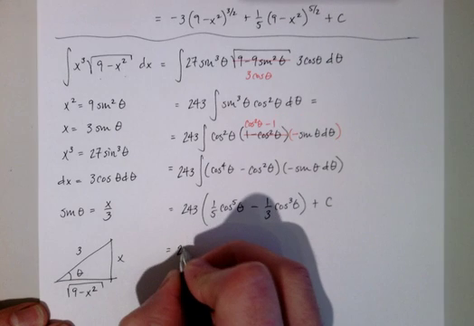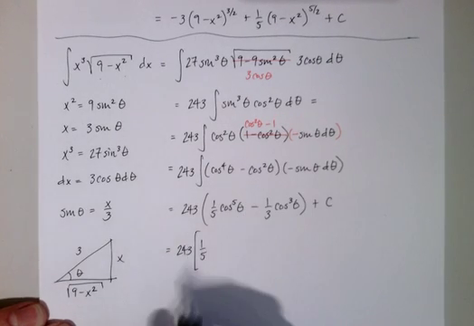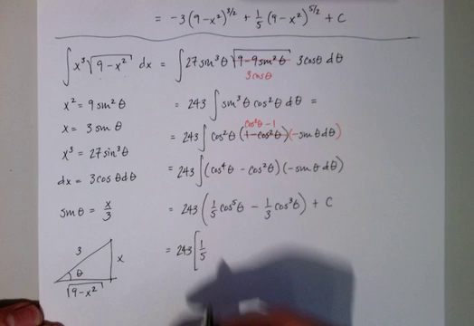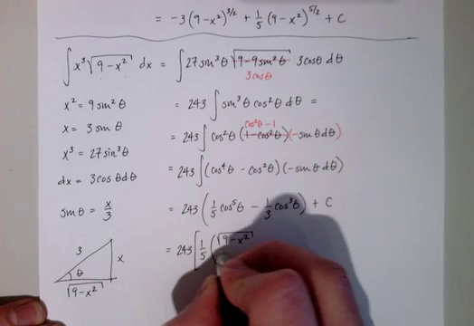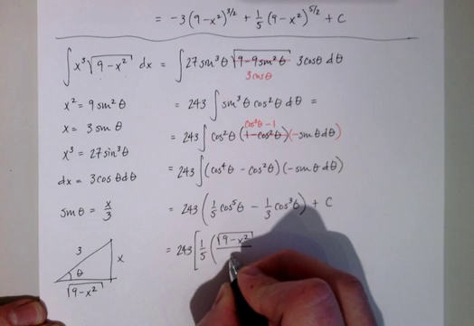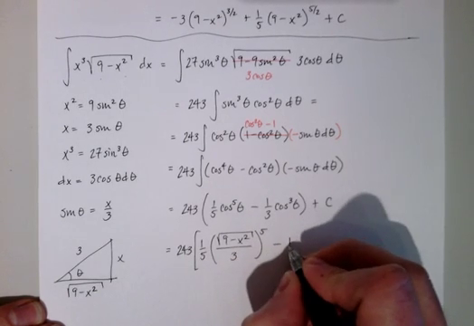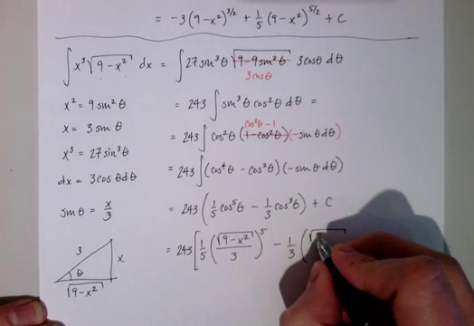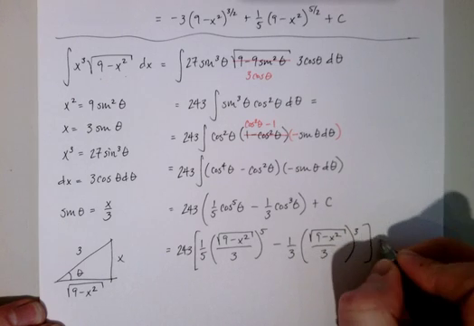Okay, so 243, and this is going to be 1/5. Now, what's the cosine of that theta? Well, cosine of that theta is going to be adjacent over hypotenuse, 9 minus x squared, all of that over 3 to the 5th. And then I'm going to have cosine cubed, 9 minus x squared over 3 cubed plus c.